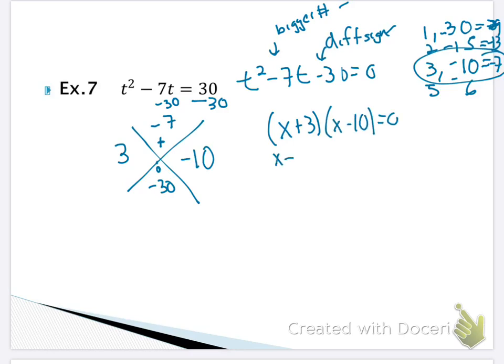Set each of them equal to 0. X plus 3 equals 0. X minus 10 equals 0. Subtract our 3. X equals negative 3, or add 10 to both sides. X equals 10.